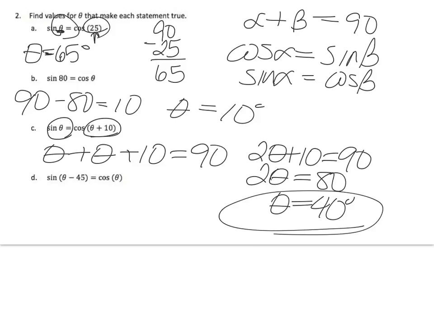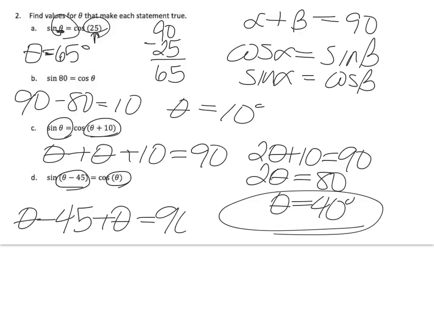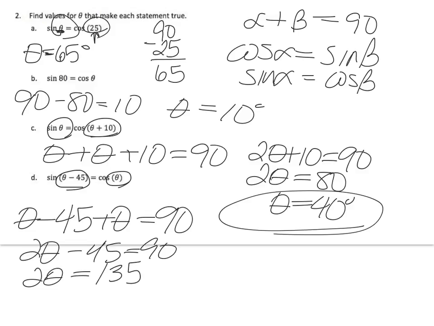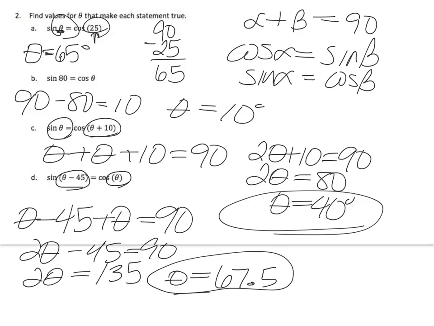How about sine theta minus 45 and cosine theta? Again, they should be complementary, so I should be able to add them together to get 90 degrees. I have 2 theta minus 45 equals 90. 2 theta equals, add 45 to both sides, I get 135. Therefore, theta equals, half of that is 67.5 degrees.